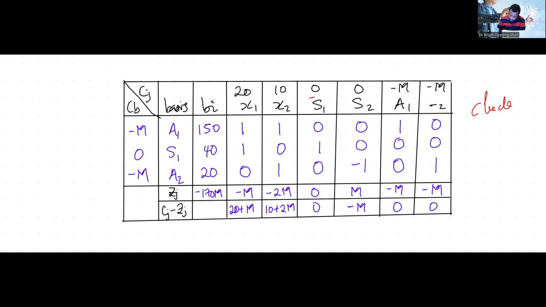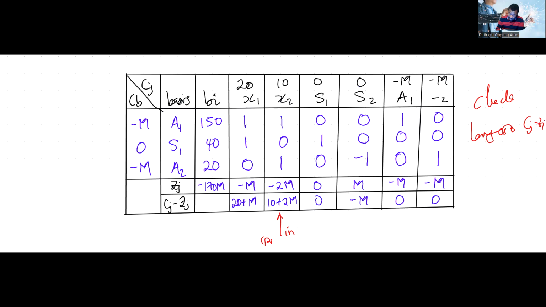Okay, so if we have this, then we ask ourselves, which one is the entering decision variable, or the entering non-basic variable? So we look for the largest Cj minus Zj, and that is 10 plus 2M, because 2M is bigger than 1M. So this one is entering into the solution. That is our pivot column.